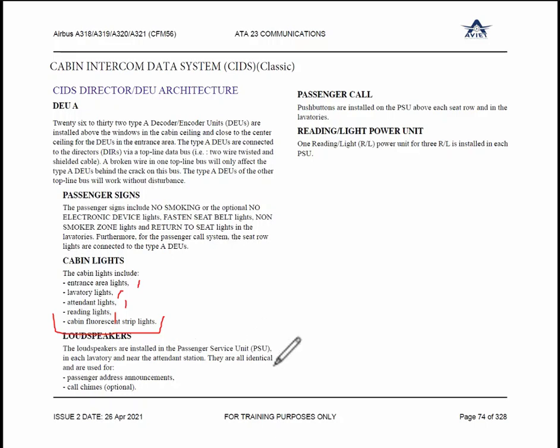Loudspeakers are installed in the passenger service unit and each lavatory. They are identical, you can replace them. They are used for the passenger address, call sign, etc. There is a call button available on each seat along with the seat row number. So the call light is along with the seat row number. When you call, the seat row number is also illuminated. It's just a tag for identification, and they are also in the lavatory. And the reading light power supply unit is used for the reading light purpose.